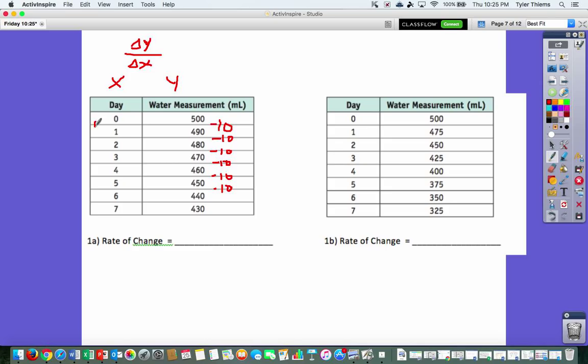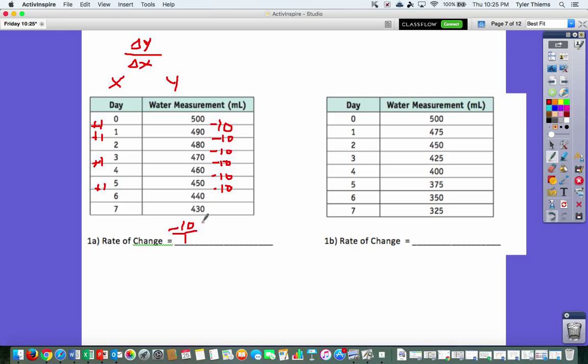And notice each one of these days is plus 1, plus 1. Every day is plus 1. So we do have a constant rate of change, so it is linear. And then what it ends up being is the water measurement is going down negative 10 per 1 day.